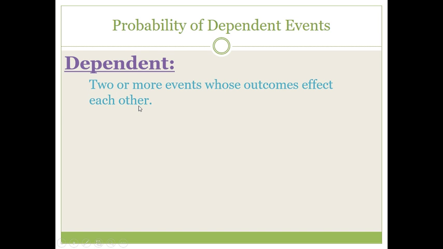It means when we have 2 or more events, the outcomes do affect each other. So what happens in the first event affects the probability or the chances of happening in the second event, and so on.